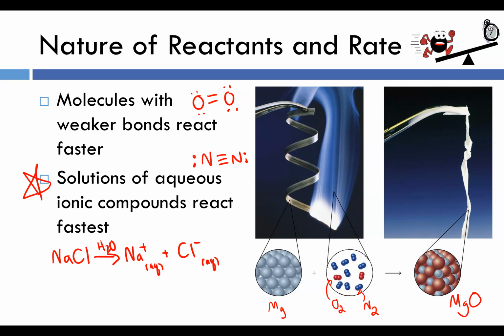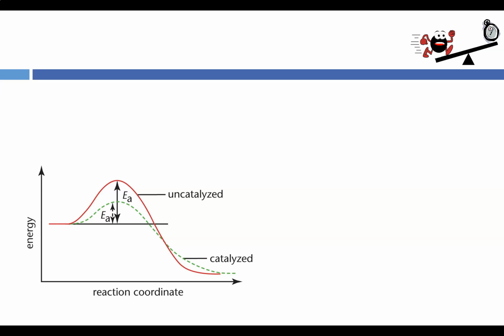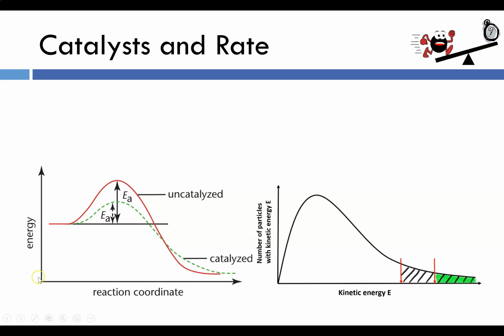All right, our last factor affecting rate. What are we trying to show here? Might have talked about this in bio last year. This has to do with catalysts and rate of a reaction. So we're back to our potential energy diagram over here on the left. The red line is the uncatalyzed reaction. The green line is the catalyzed reaction. What changes about those two?